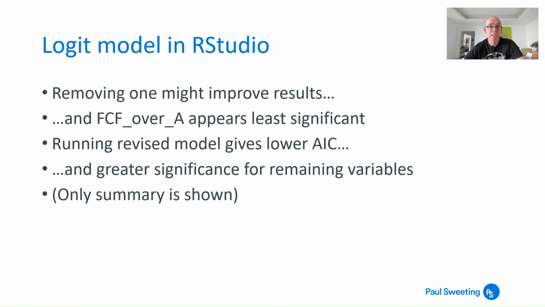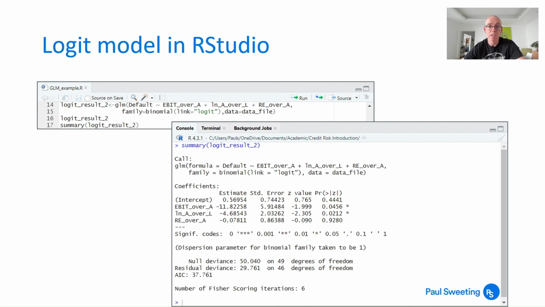So free cash flows over assets appears the least significant. Let's pull that one out, and if we do this, we find that we get greater significance and we get a lower AIC. So just showing the summary, you can see that now you've got 2 variables significant at the 5% level, and you've also got an AIC which is only 37, it was 39. That's a slight improvement. So this is just very high level and a very simple way of looking at it. But you can see how simple it is to make these minor changes to the regression and look at the results. So that's everything for GLMs for this session.